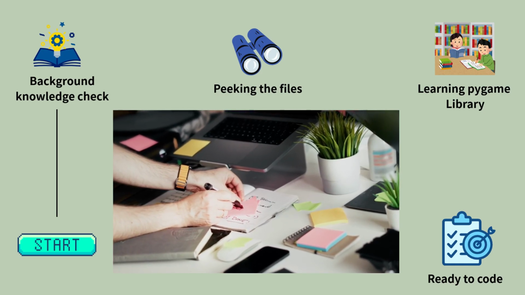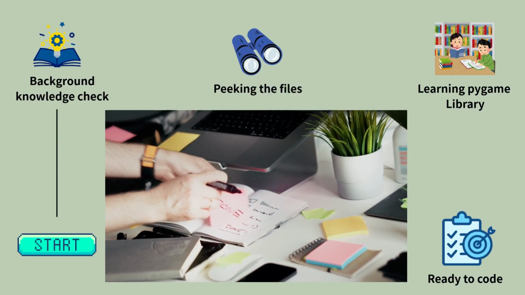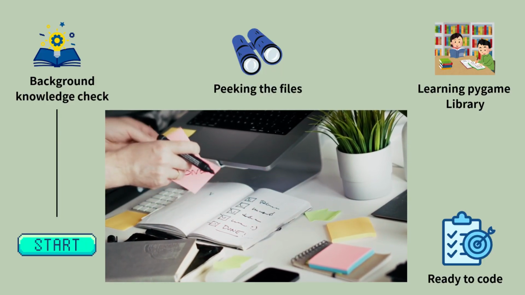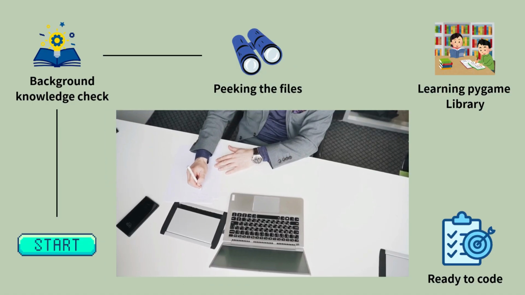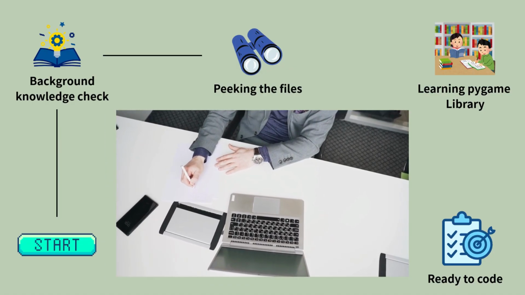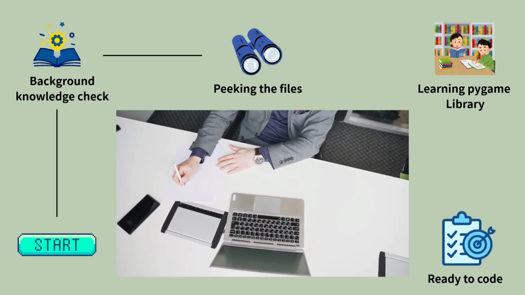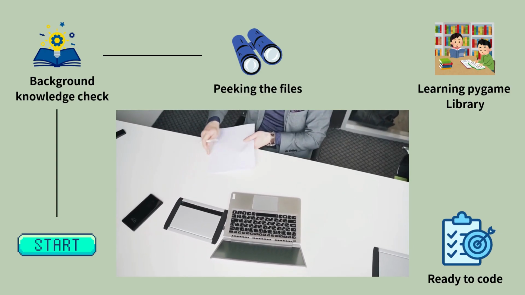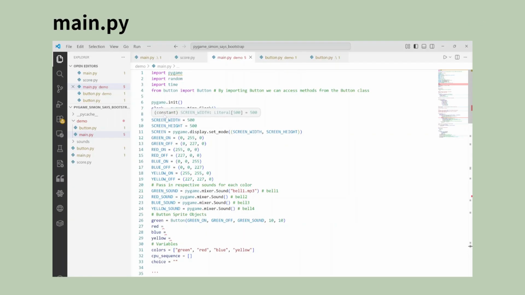This is the end of the background knowledge check section. Now we can move on to peek at the files that we're going to work on. Reading the code before we work on it is very important to understand what kinds of features or functionalities we have to implement and how everything works together. We're going to work on the main and button files.